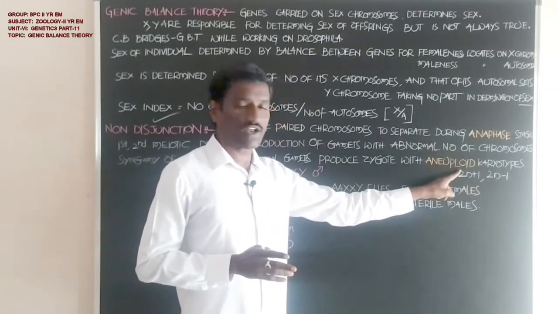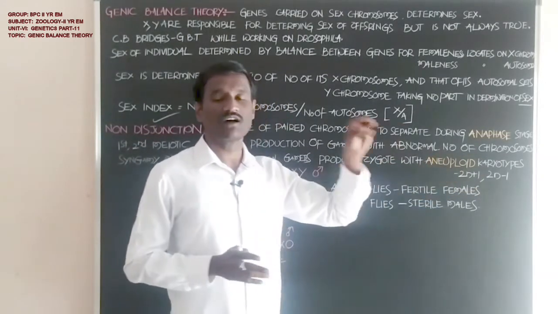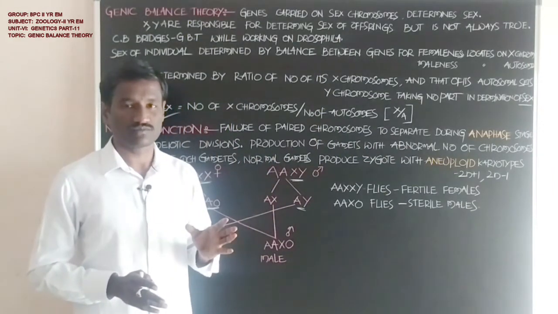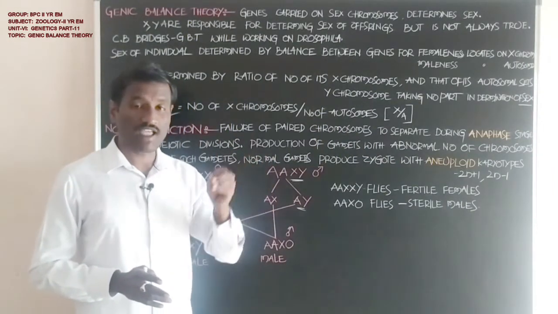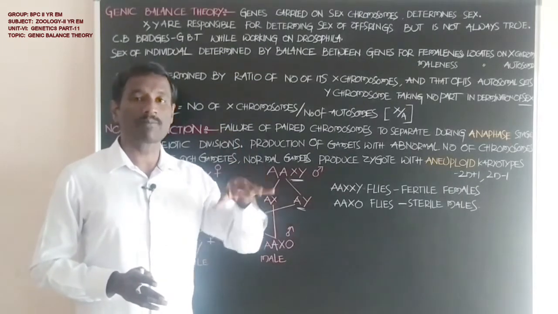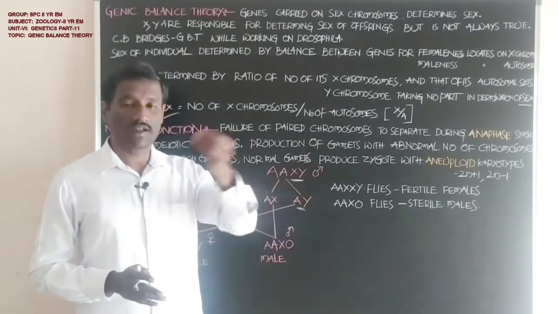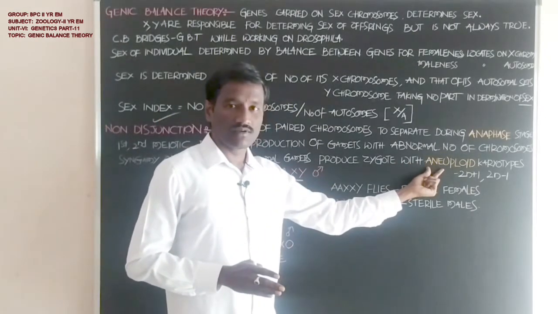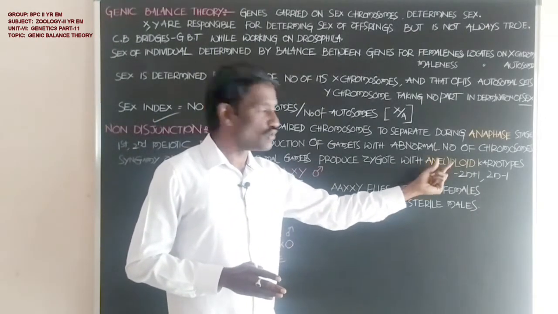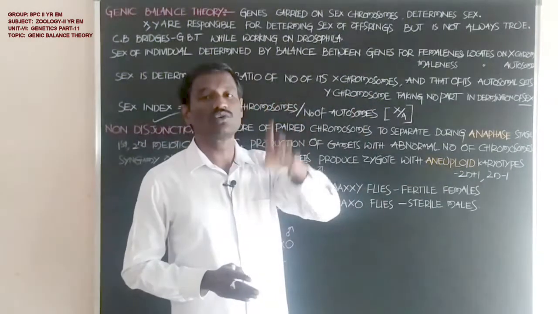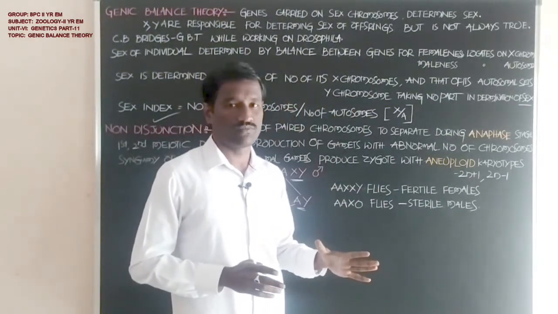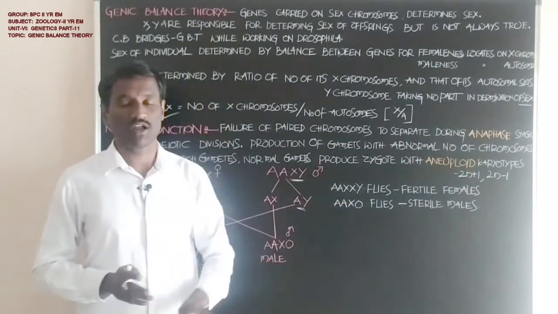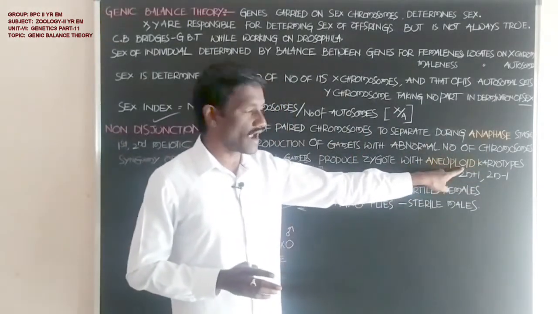What is the meaning of aneuploid? That is a cell having an abnormal number of chromosomes. It does not show the haploid set or the diploid set. These are cells that show an abnormal count of chromosomes. That is, a karyotype with an abnormal number of chromosomes is called aneuploid.